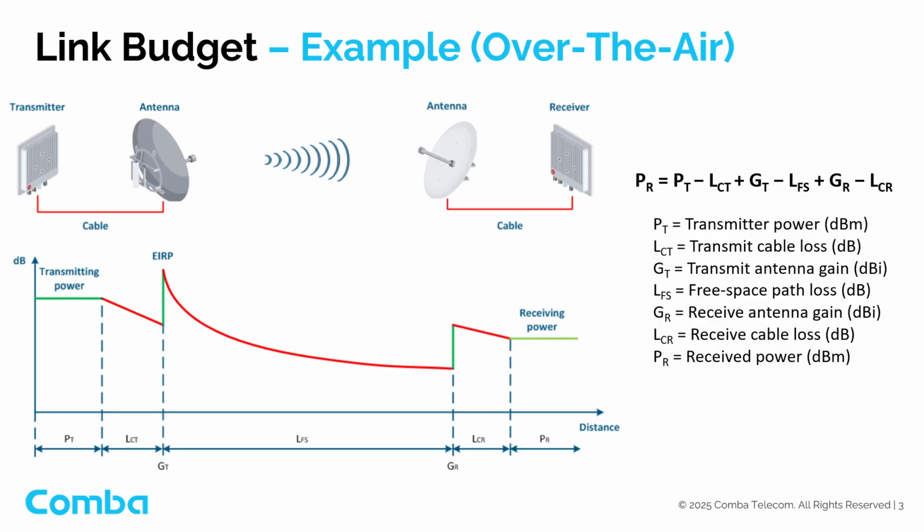To calculate the received power, we simply start with the transmit power and add and subtract all the gains and losses before the receiver. In this example, the formula for received power is as follows. The received power is equal to the transmitter power minus transmit cable loss plus transmit antenna gain minus free space path loss plus receive antenna gain minus receive cable loss. This is just a generic example of an RF link budget. Next, we will discuss the link budgets that apply to in-building public safety BDA systems.